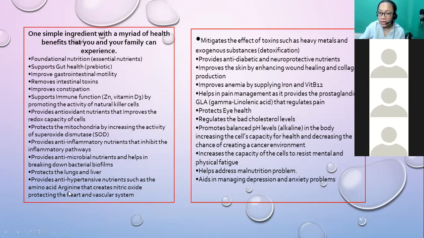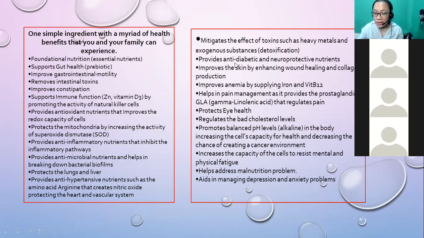Arginine is very important in increasing the nitric oxide component of our blood vessels, our superhighways, because nitric oxide is responsible for causing the blood vessels to be elastic. Okay, so arginine, which is an amino acid component of spirulina, supports heart and blood vessel health, mitigates the effect of toxins such as heavy metals and exogenous substances because it contains fiber that aids in detoxification. It provides anti-diabetic and neuroprotective nutrients.